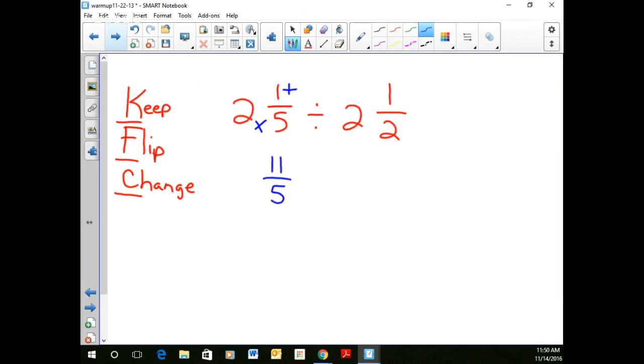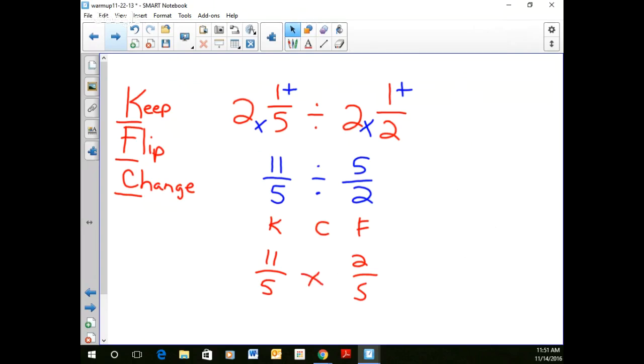Again, multiply the whole number, 2, times the denominator, 5, get 10, and add the numerator to get 11. Okay, and that will give us 11/5. Divided by, we'll do the same thing to the next one, the whole number 2, times the denominator 2, gives us 4, plus the numerator 1, will give us 5/2. Now we use the KFC method to solve this. So keep, flip, change. Keep the first fraction 11 fifths, flip the second fraction from 5 halves to 2 fifths, and then change the sign from division to multiplication.